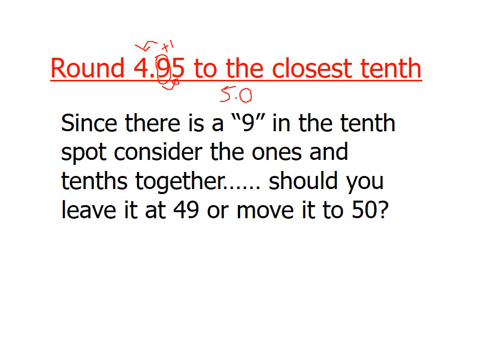We're rounding up because I know there's a 5 here, but it's not an even number. 9 is not even, so we want to make it even. So 5.0. And I'm putting a 0 there because we're rounding to the closest tenth. If I left it as a 5, that means we rounded to the closest ones.